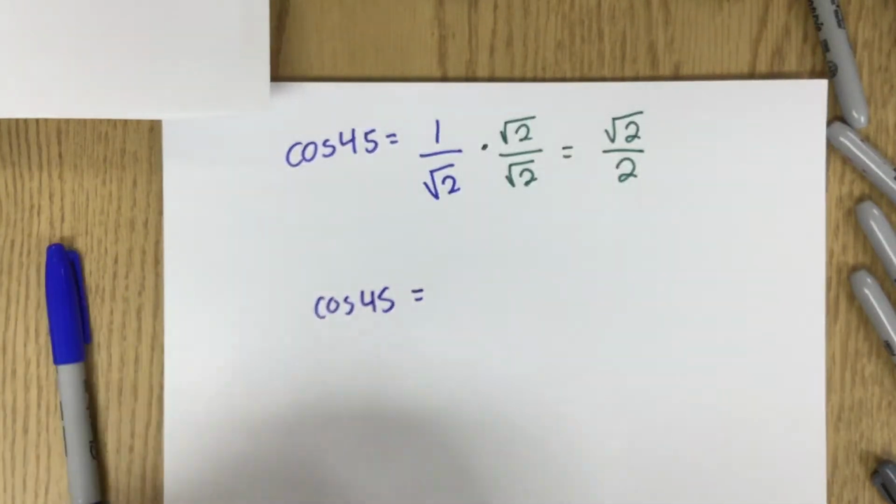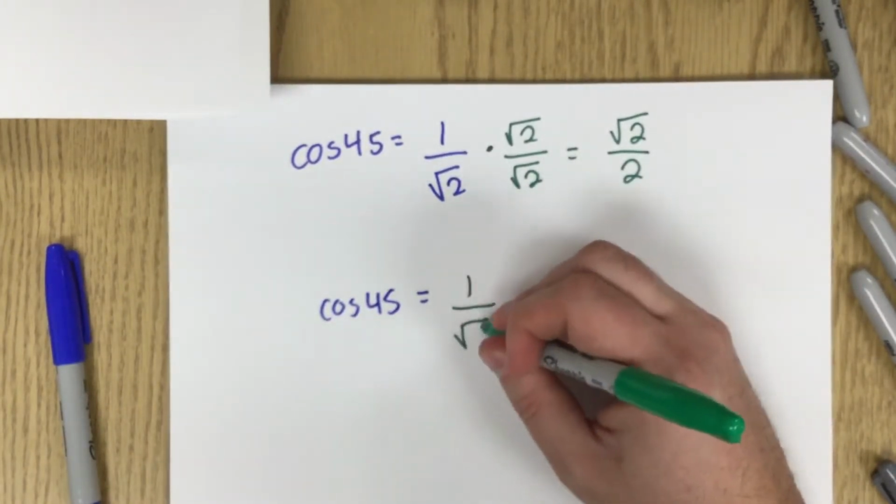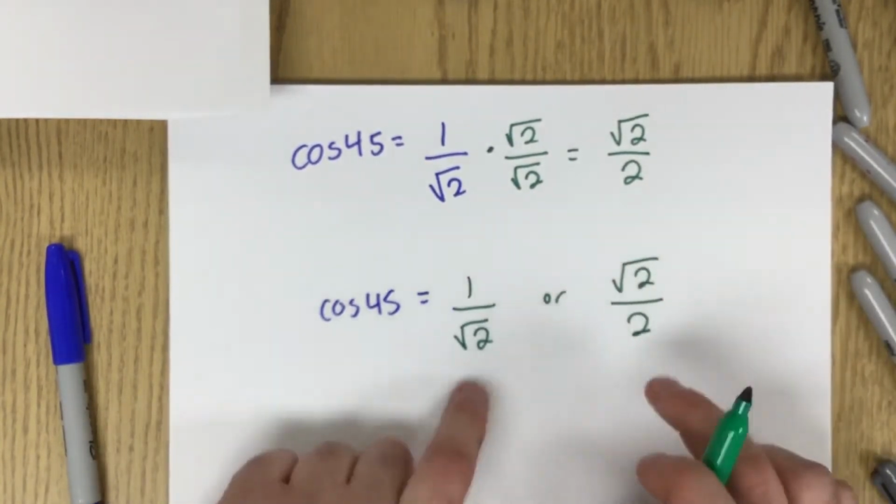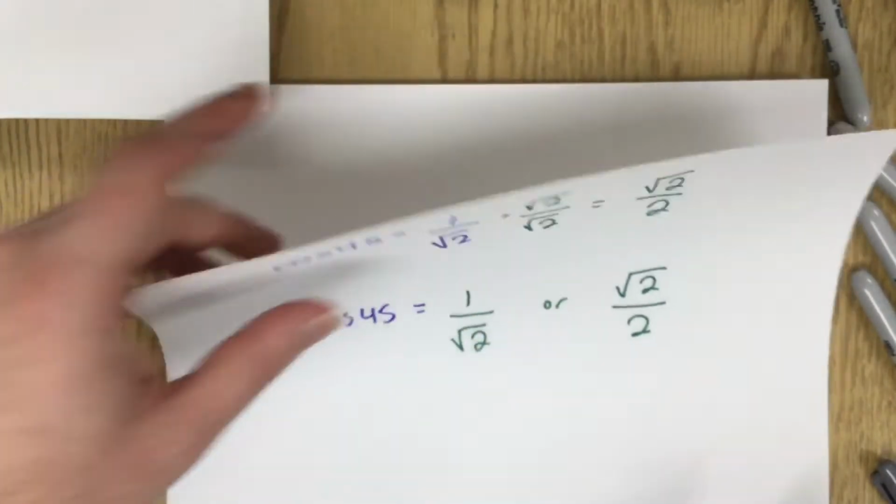And sine 45 would be the same thing. It's either written as 1 over root 2, or it's written as root 2 over 2. But these are equivalent expressions.